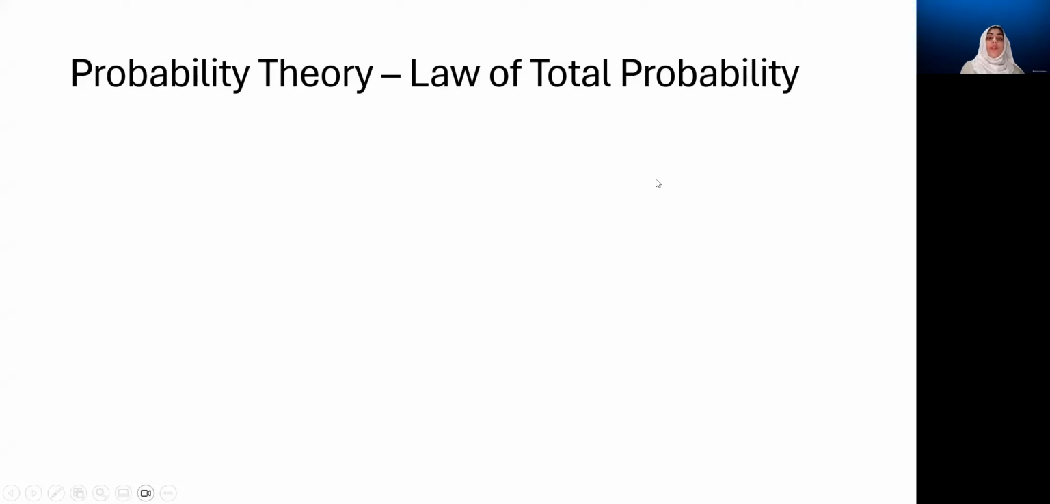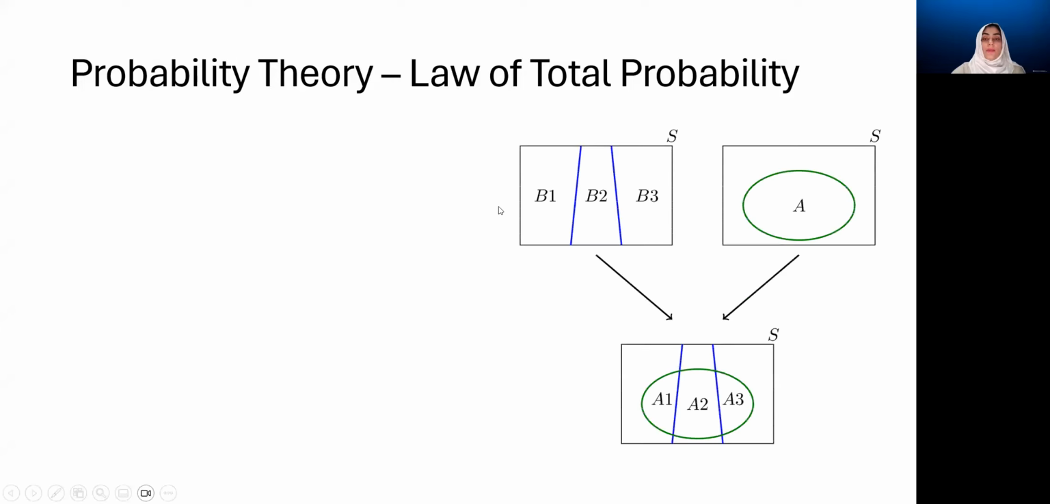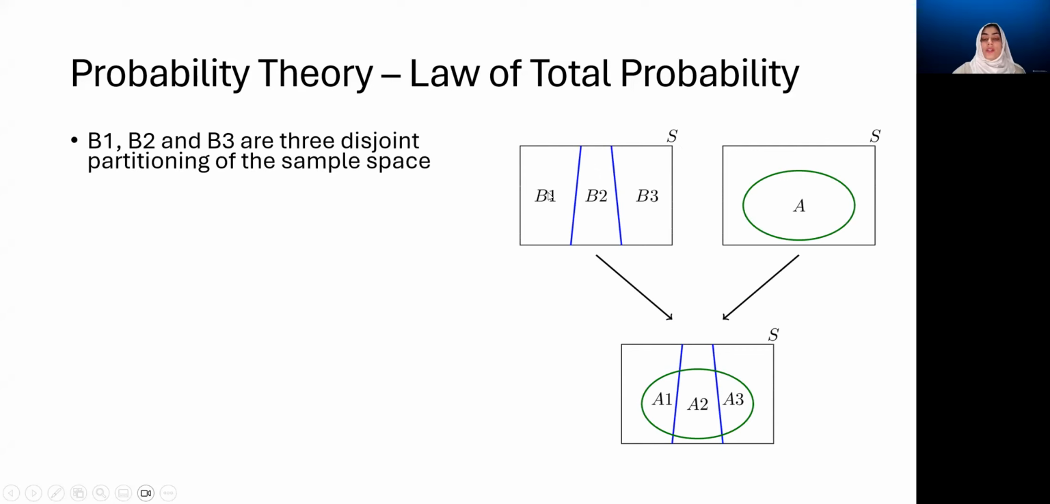Bayes theorem is based on the law of total probability. Let's understand this first using an example. Here we see a sample space, which is partitioned into three disjoint sets, B1, B2, and B3. By disjoint, we mean that they do not have anything in common, and their intersection with each other is the null set. And then we have another event A on the same sample space.